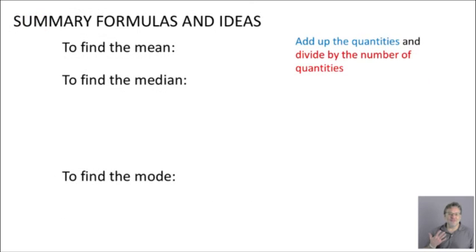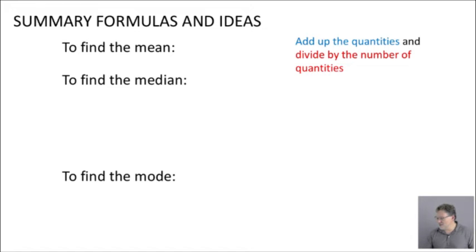So here are some summaries to describe exactly how you calculate each one of these measures of central tendency. We've covered an awful lot of stuff here. There's mean, median, and mode, and then there are different kinds of means that we can calculate. So let's first of all do the mean.